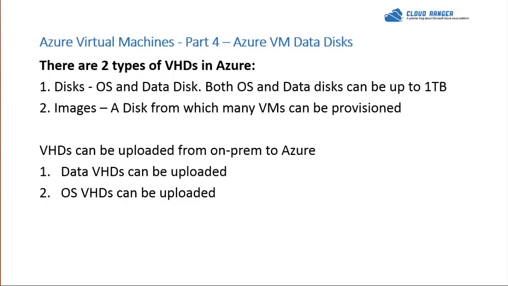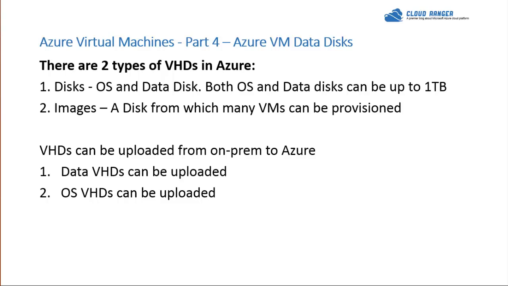If you look at the documentation at present, you'll see that most of it still has the old information, where they say the operating system can be only 127 gigs, which is no longer true. You can have an operating system up to 1 TB now, and your data disks up to 1 TB as well. And then you have image VHDs.